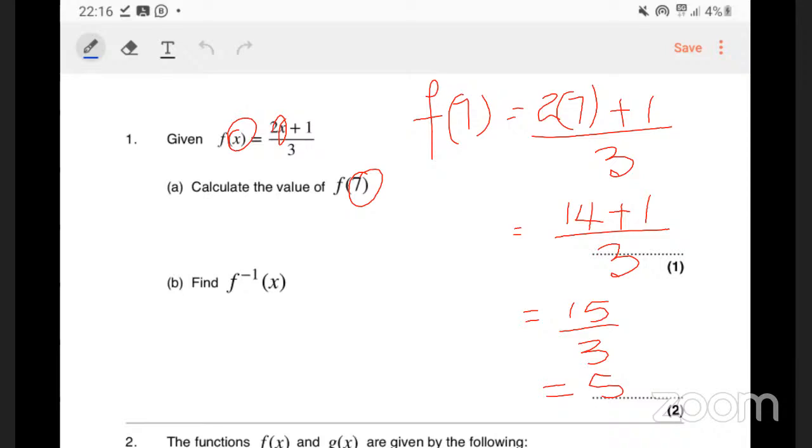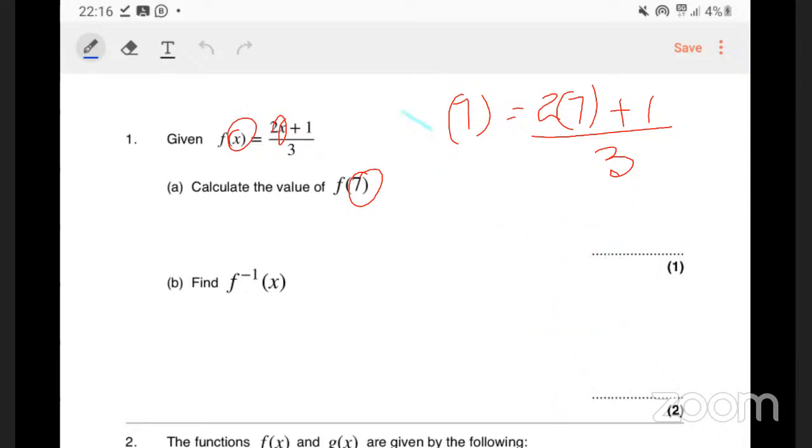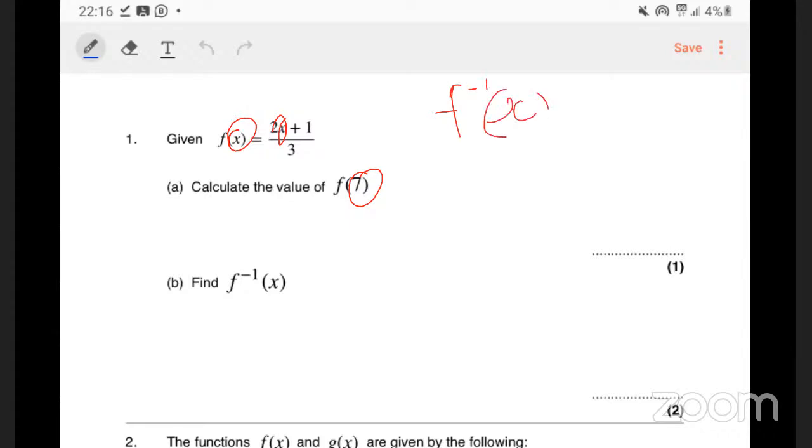Let's go to B. F inverse x. So we're going to erase here. Remember, you can always put the video back as many times as you want to go over a question. So we're going to do f inverse x. Let me just erase that bit first.